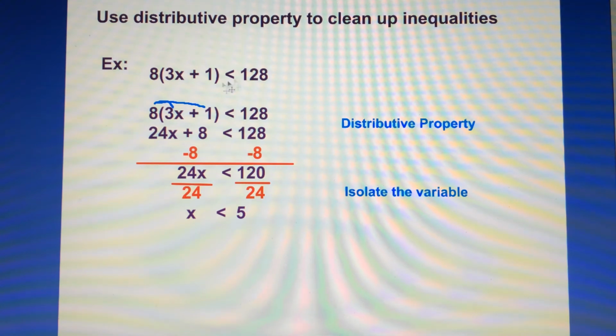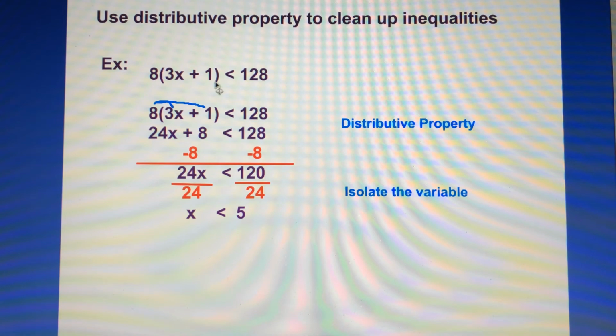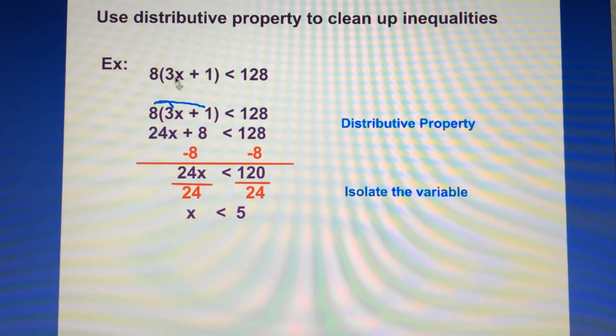What if I have distributive property and I need to clean that up? Well, yeah, absolutely have to. 8 times 3x is 24x. 8 times a positive 1 is a positive 8. Remember, the sign goes with the term. This is 8 times a positive 3, 8 times a positive 1. Now I subtract 8 from both sides.